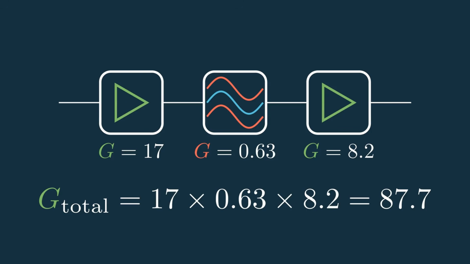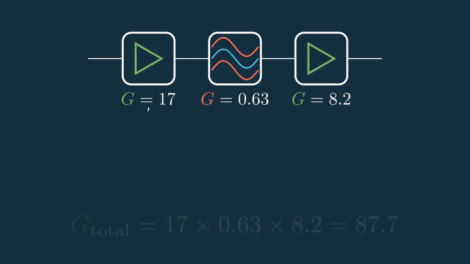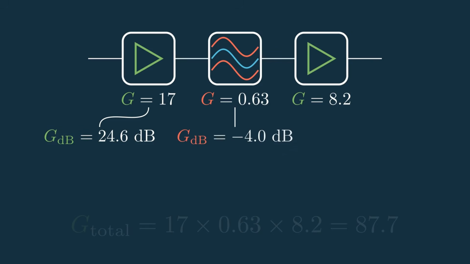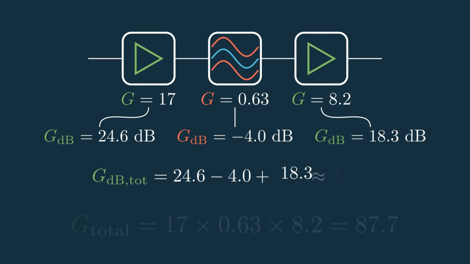But in dB, we add, which is much nicer for mental math, so let's convert these voltage gains to dB. 17 becomes 24.6 dB, 0.63 becomes negative 4 dB, and 8.2 becomes 18.3 dB. Summing these gains, we get a total of about 40 dB.